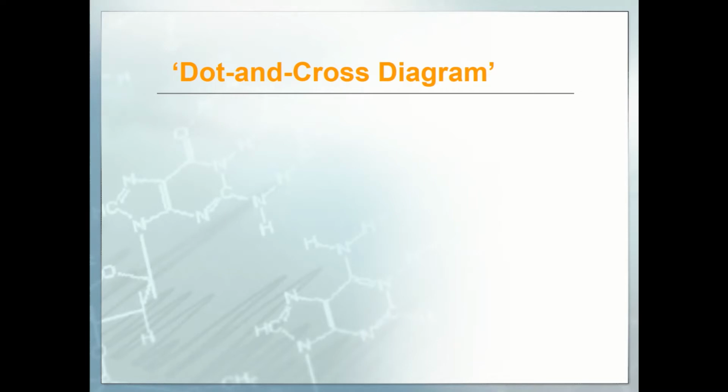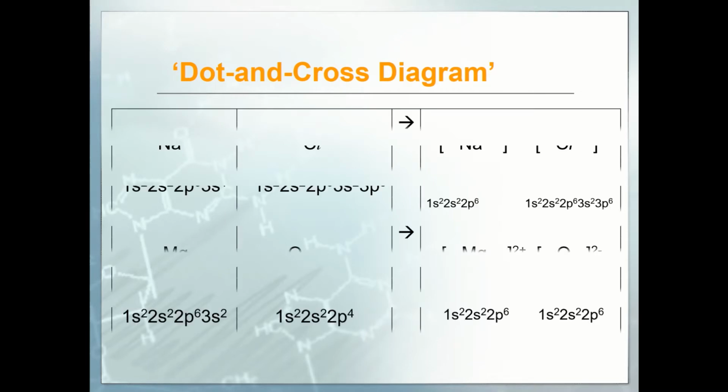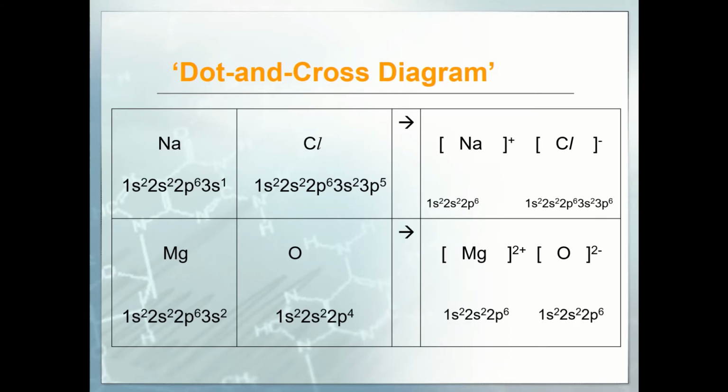So let's take a look at dot and cross diagrams for ionic bonds. If we look at sodium chloride, I know that you have done dot and cross diagrams before in secondary school. But take note that at JC, at A levels, when we draw dot and cross diagrams, we only represent the valence electrons. The electronic configuration for sodium is 1s2, 2s2, 2p6, 3s1. The 3s1 is the valence electron, so we will only show one valence electron on sodium.